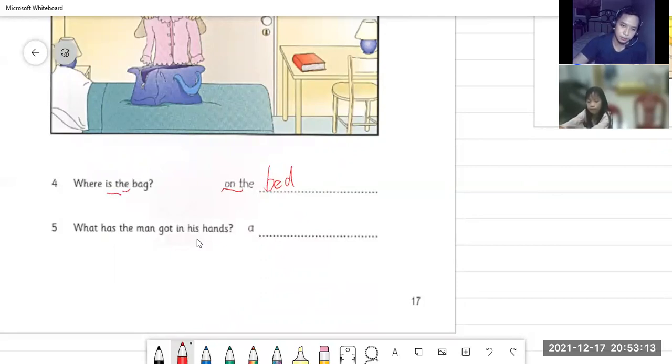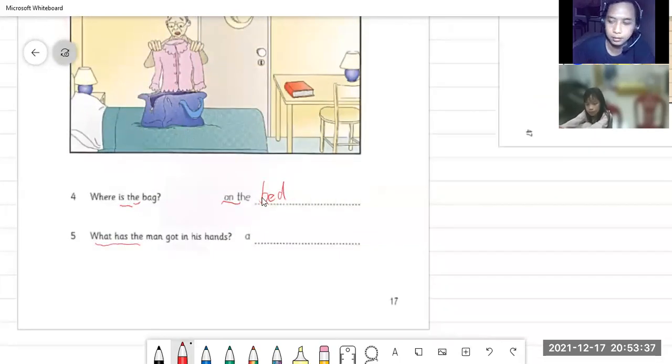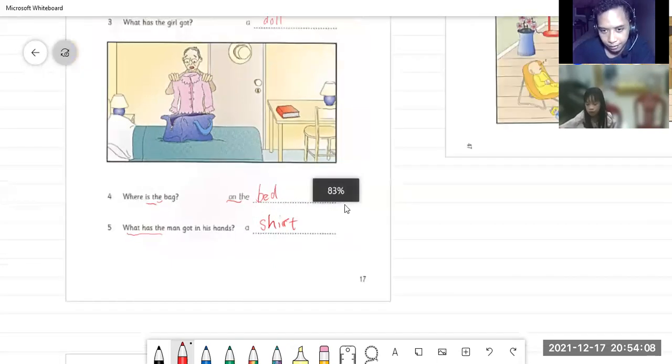Okay. Next. What has the man got in his hands? Can you say? What has the man got? T-shirt. Okay. What is it? A shirt. Okay, a shirt. Can you read a shirt? A shirt. Okay, very good.